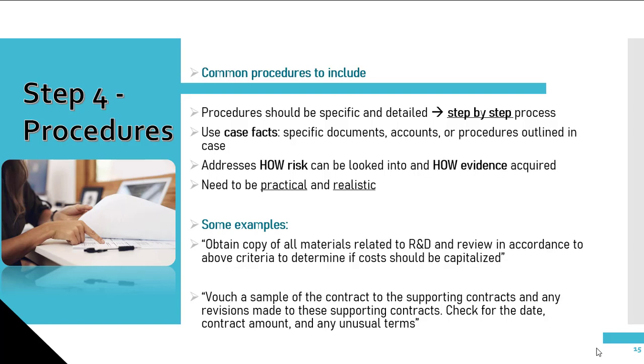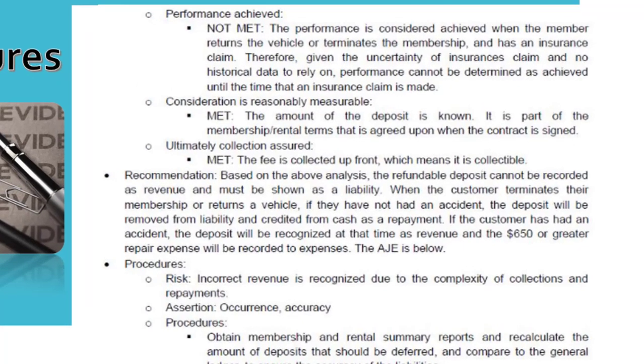Another example includes vouching a sample of the contracts to the supporting contracts and any revisions made to these supporting contracts. Check for the date, the contract amount, and any unusual terms. For example, here's an FR issue with the audit procedures below it. You will see that even though the procedure is right after the financial reporting issue, the risk is still addressed separately. You can also have more than one related assertion to a particular issue.